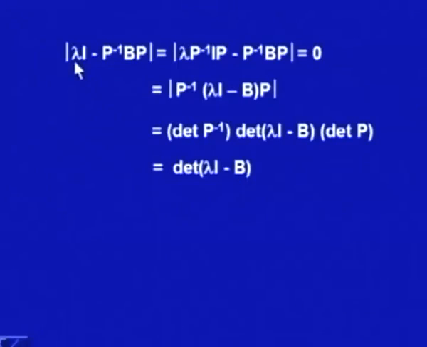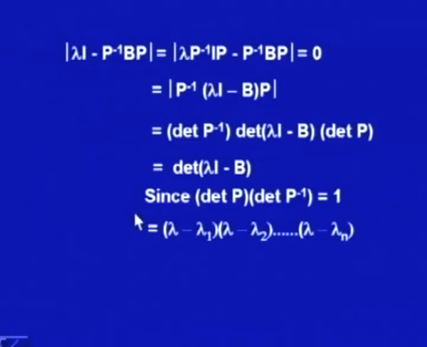So, I have started with determinant of lambda I minus A, and this comes out to be determinant of lambda I minus B, and that means the characteristic equations for A and for B are the same. So we can write determinant of lambda I minus B as (lambda minus lambda 1)(lambda minus lambda 2) up to (lambda minus lambda n).